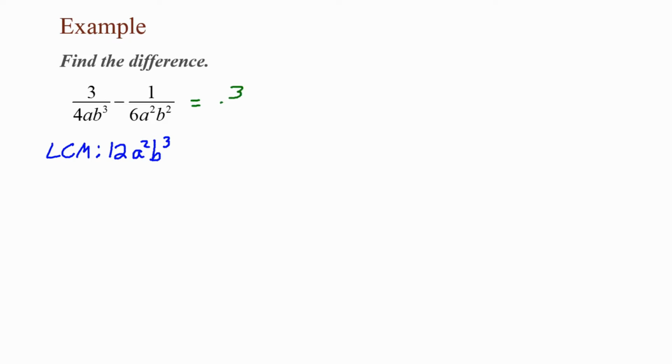Looking at 3 over 4a b to the third, to get a denominator of 12a squared b to the third, I'd have to multiply my 4 by 3 to get to 12, my a by a to get to a squared, and I already have b to the third. So my a over a is 3a divided by 3a. Then I want to subtract 1 divided by 6a squared b squared.